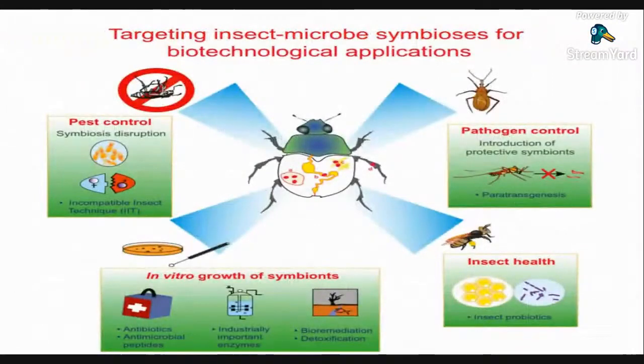Biotechnology applications are also used for targeting insect microsymbiosis. For pest control, symbiosis disruption uses the IIT technique. For pathogen control, introduction of a protective symbiont means paratransgenesis. For insect health, insect probiotics. In vitro growth of symbionts is used for antibiotics, antimicrobial peptides, industrial enzymes, bioremediation, and detoxification.